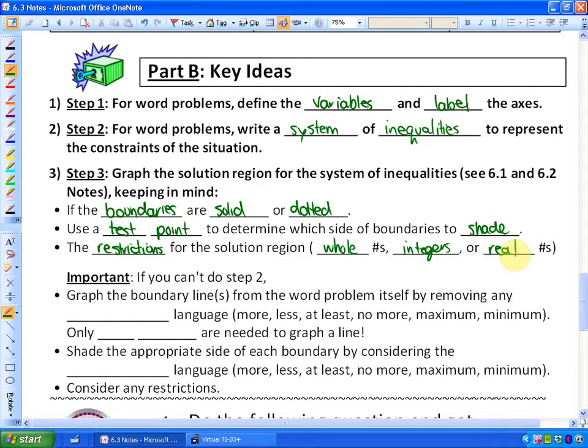Okay. Next, or important, if you can't do step 2, which is actually the critical part and it makes it a lot easier, if you don't know how to write the system of inequalities, there is a way to still solve these. So if you can't do that step, you could graph the boundary line from the word problem itself by removing any, what I'm going to call optimal language. So if you remove the more, less, at least, no more, maximum, minimum, all you need is 2 points. So only 2 points are needed to graph the line. I never taught it this way. I always came up with the system of inequalities.